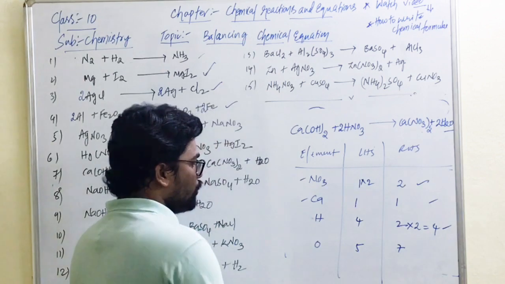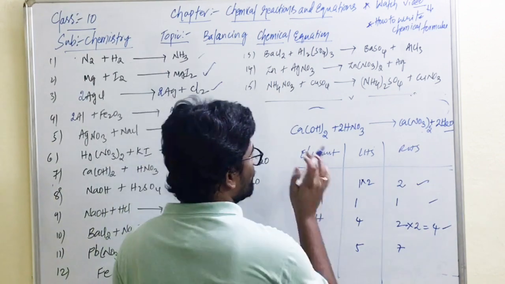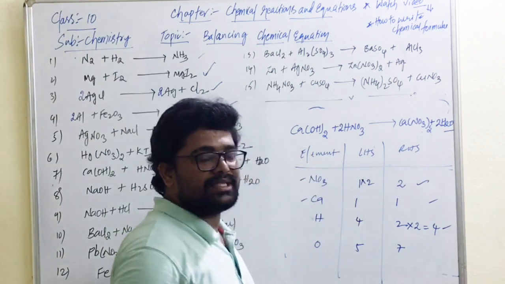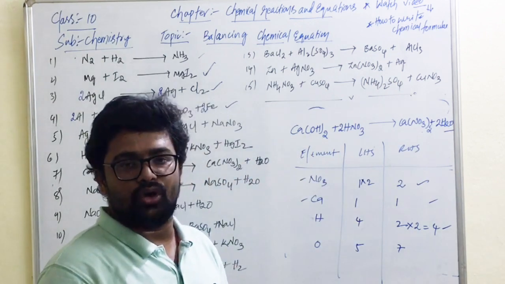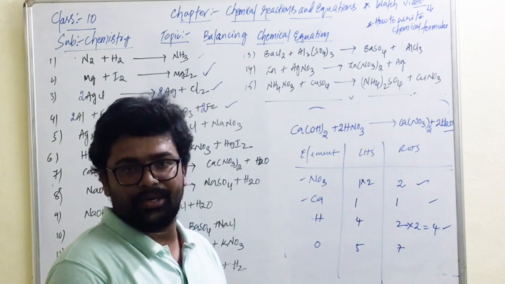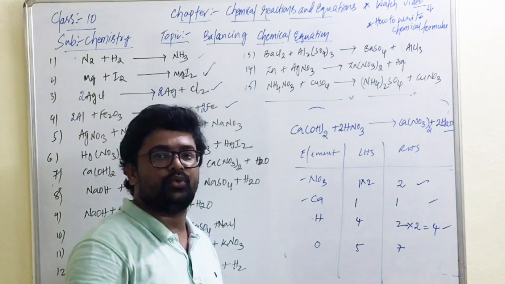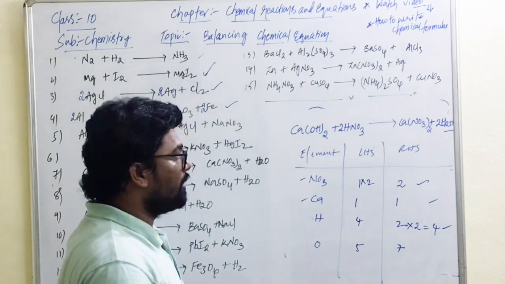Now finally look into what? Oxygens. Now let us check the oxygens too. Why? Because after adding a number, there is a chance of altering the numbers of hydrogen, oxygen, and other elements also. So whenever we add any suitable number before a formula, we need to recheck, so that the number of atoms becomes equal.